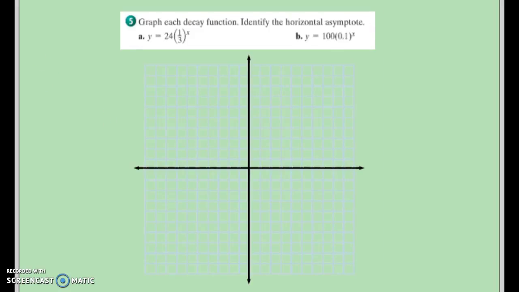Okay. So here now we're going to graph each decay function, and then I want you to identify the horizontal asymptote. So here I want you to go ahead and graph part A.